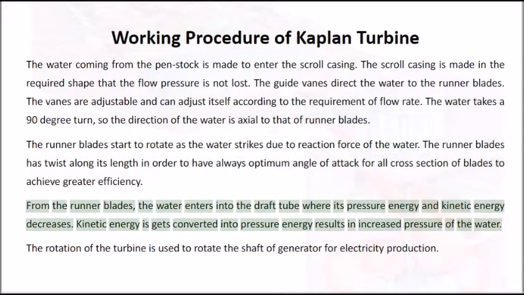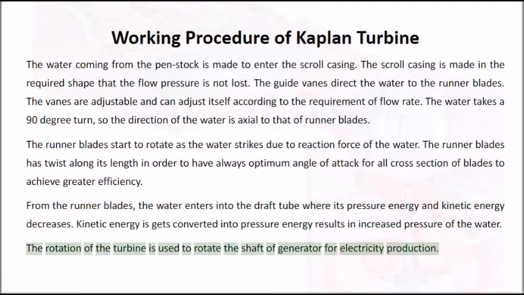From the runner blades, the water enters into the draft tube, where its pressure energy and kinetic energy decrease. Kinetic energy gets converted into pressure energy, resulting in increased pressure of the water. The rotation of the turbine is used to rotate the shaft of the generator for electricity production.